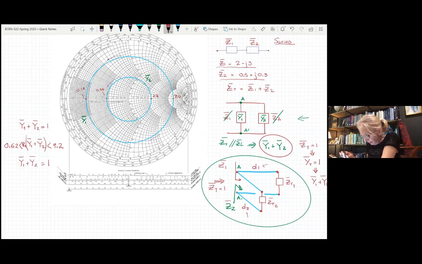because if they're both only real, they can give us either 0.262 or 9.2. Neither one is good. We want it to be 1, but 1 is closer to 0.62 than 1 is to 9.2. So we understand then we have to be at the lower ends of the chart.